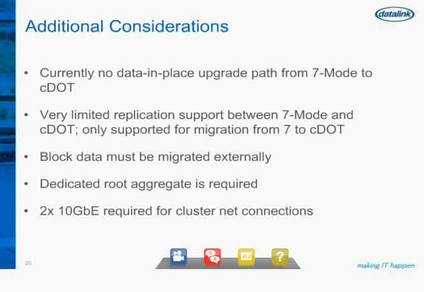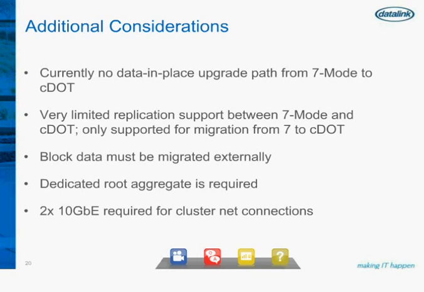So some considerations that go along with this conversation. There's no data in place upgrade path from 7 mode to Clustered ONTAP. So for an existing array that's running in 7 mode, it's got data on it, there is no data in place upgrade path, and we should assume that there never will be. The future is obviously a difficult thing to project, but at this point, it's not likely that it will ever happen. As a result, we need to migrate the data from an existing array on 7 mode to a Clustered ONTAP environment. There's very limited replication support between 7 mode and Clustered ONTAP. It's really only supported for migration.